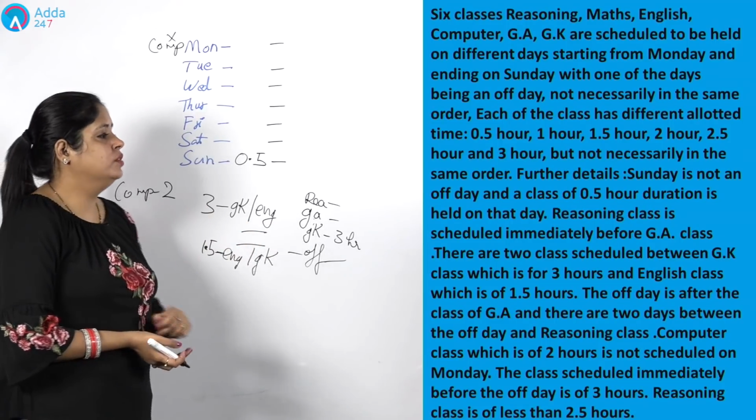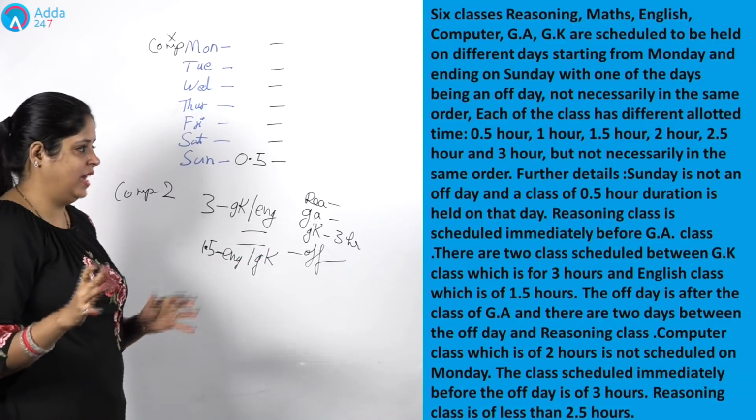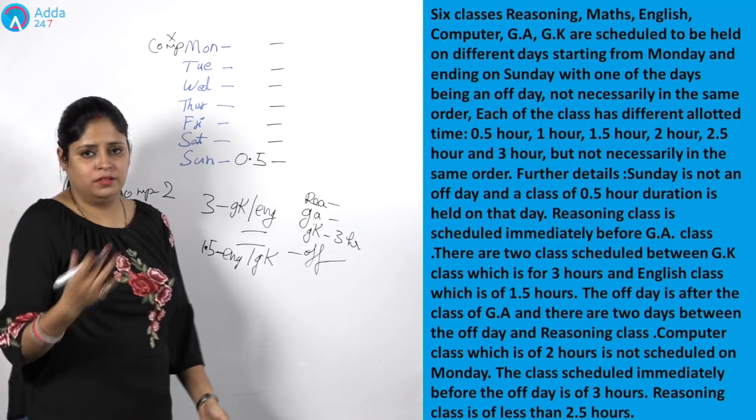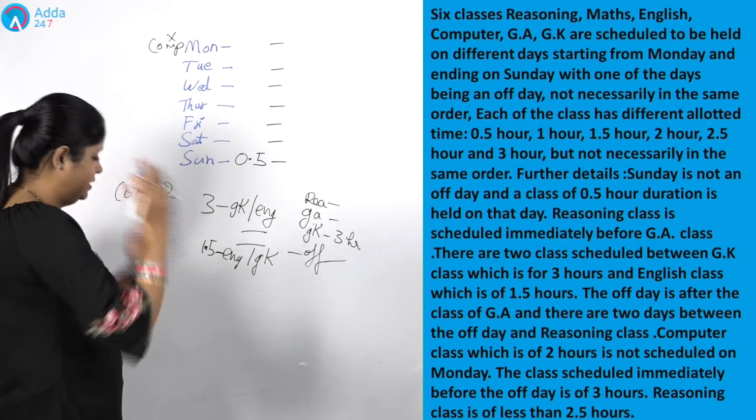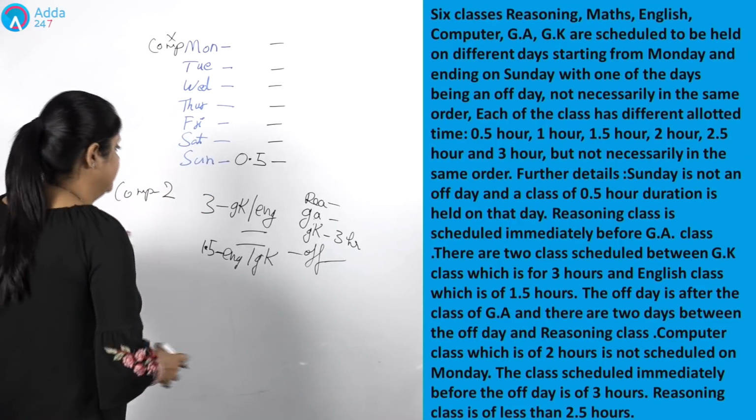Okay. Now, the reasoning class is of less than 2.5 hours. So just leave this hint for now, as it is the last hint. I can target this hint anytime whenever I want. So right now I am neither writing it down in the form of a symbolic instruction. I am just skipping that hint.